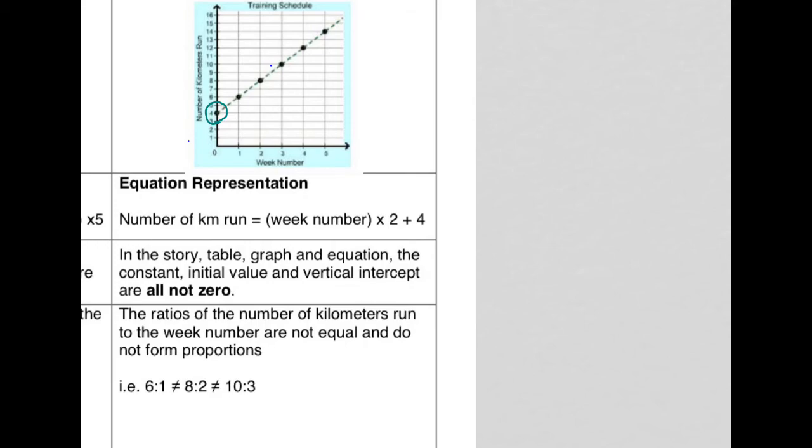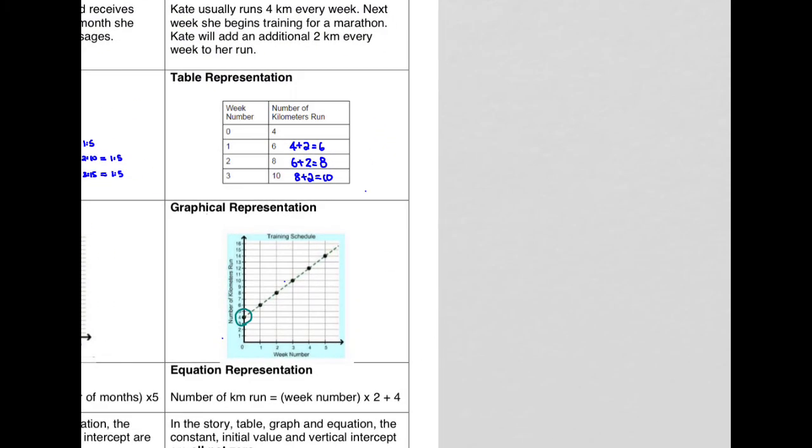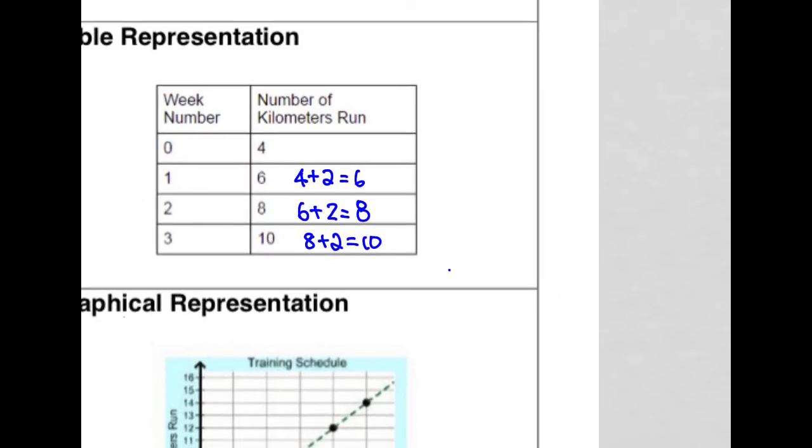And there's another thing. Let's go back to the table now. If we look at the ratios, this is 1 to 6. This is 2 to 8, which is 1 to 4. This is 3 to 10, and 3 to 10 cannot be reduced. As you can see from here, 1 to 6 is not the same as 1 to 4. It's not the same as 3 to 10. So we know this is a partial variation.